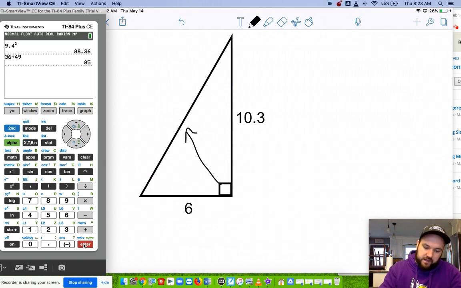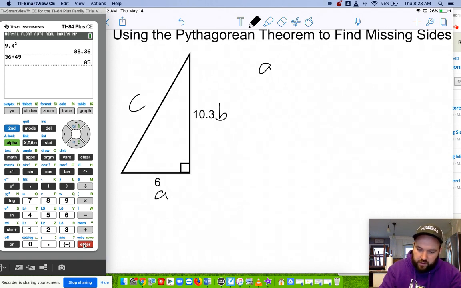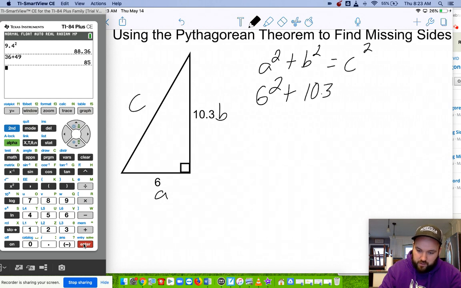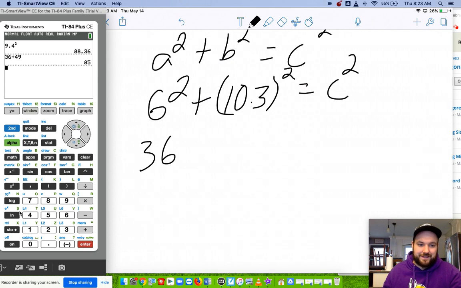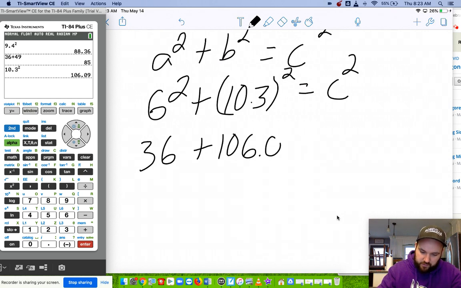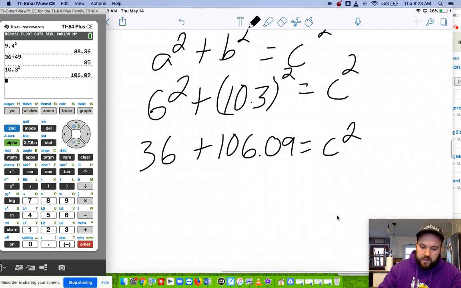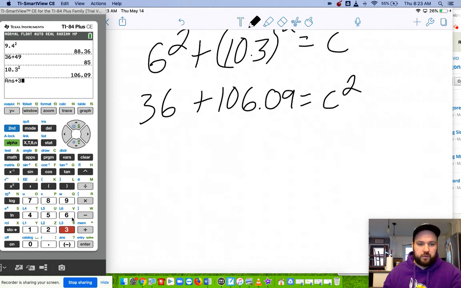Again, across from the 90 is always the hypotenuse, or what we would call c. So these other two will be a and b. So in this case, I want to figure out how long is the hypotenuse of this triangle. So I have 6 squared plus b, which is 10.3 squared, equals c squared. So I know 6 squared is 36, 10.3 squared is 106.09, equals c squared.